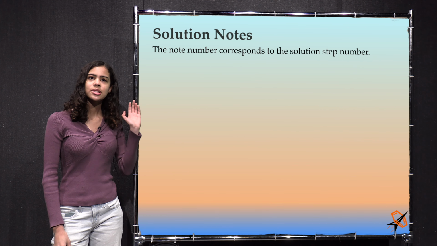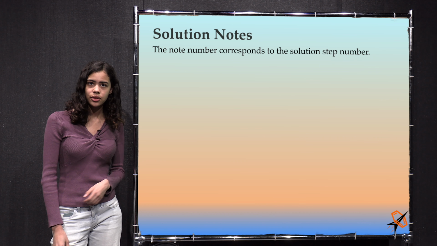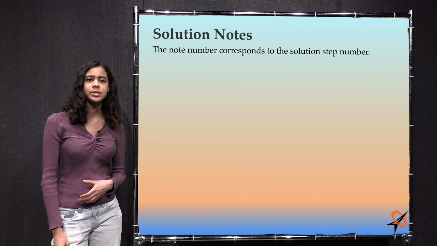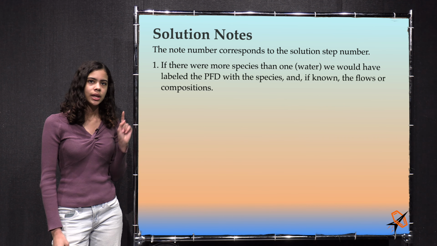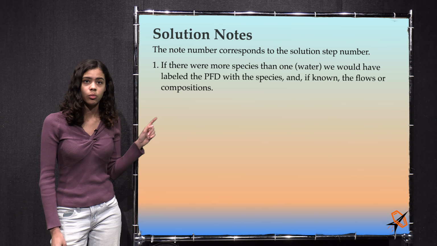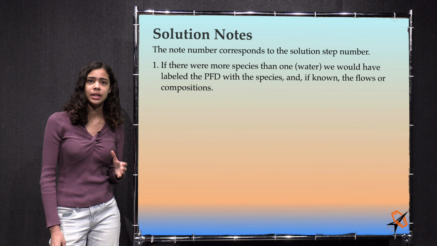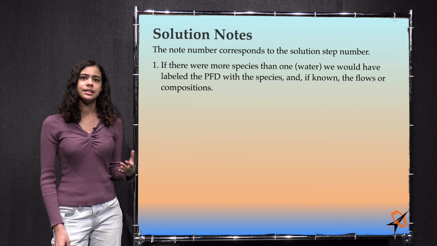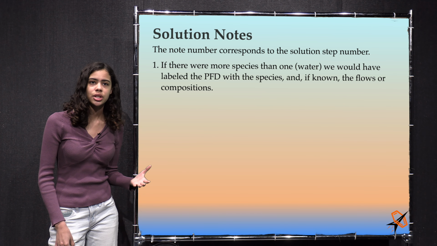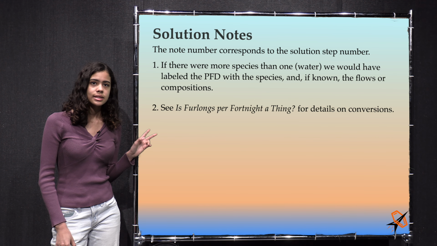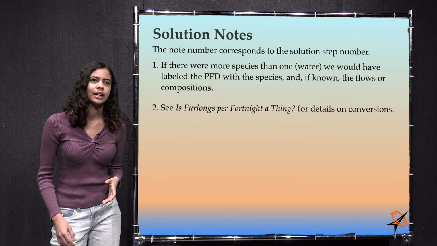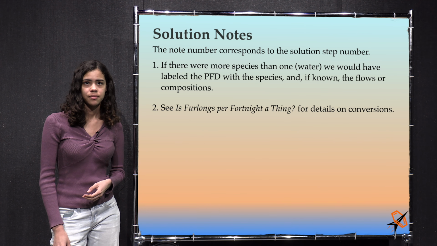For the curious, here are some notes on the solution. The given note number corresponds to the step solution number. 1. If there were more species than one, water, we would have labeled the PFD with the species, and if known, the flows or compositions. 2. See if furlongs per fortnight is a thing for details on conversions.